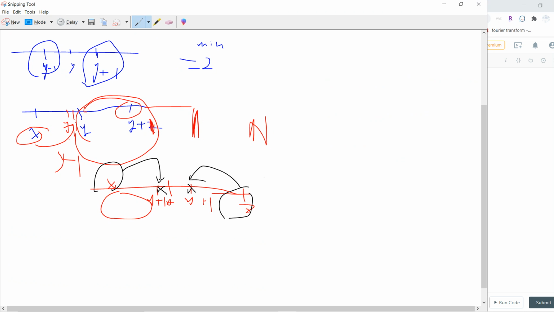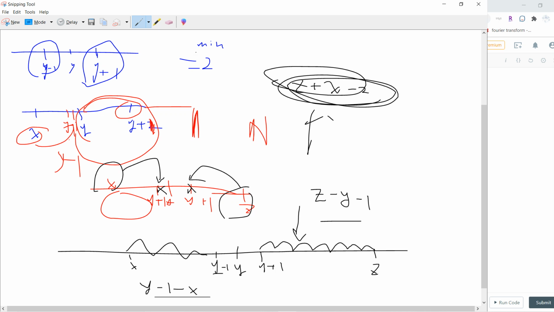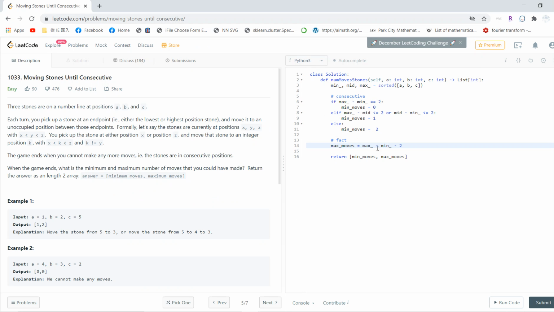So what is the maximum, right? Suppose the stones end at y minus 1, y, y plus 1. The maximum move is that you move step by step, one step at a time. So the total moves for z is z minus y minus 1, and for x it is y minus 1 minus x. When you add them, you see that the answer is just z plus x minus 2, hmm, that is, the maximum move is the maximum minus the minimum minus 2.